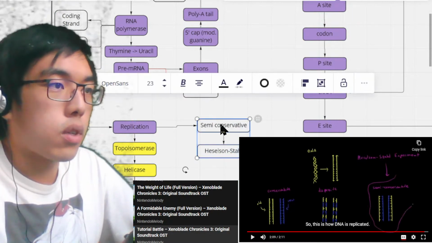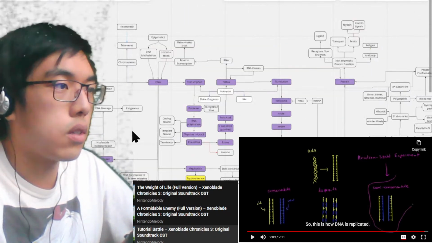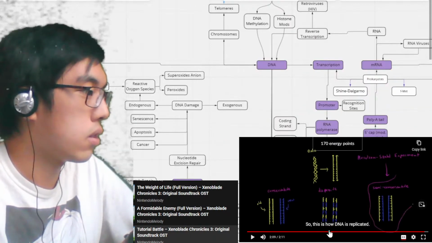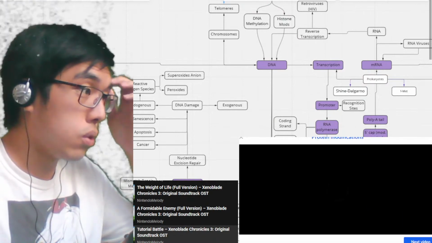I need to come up with more color codes as well. This is looking kind of stale. Alright. Where were we? Random side bit, but that's cool.